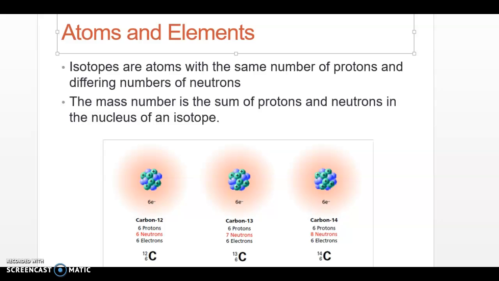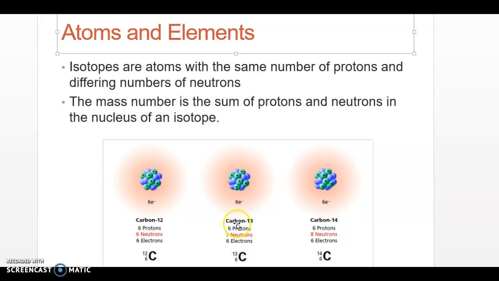So the mass is the sum of the protons and neutrons in the nucleus of an isotope. So if we have more neutrons than we do other things, then we can talk about what the different things are. So for instance, this is called carbon-12. That's what carbon should be. It should have 6 protons, 6 neutrons, 6 electrons. Carbon-12 is your normal carbon. We can have carbon-13, which means we have 6 protons and 7 neutrons.